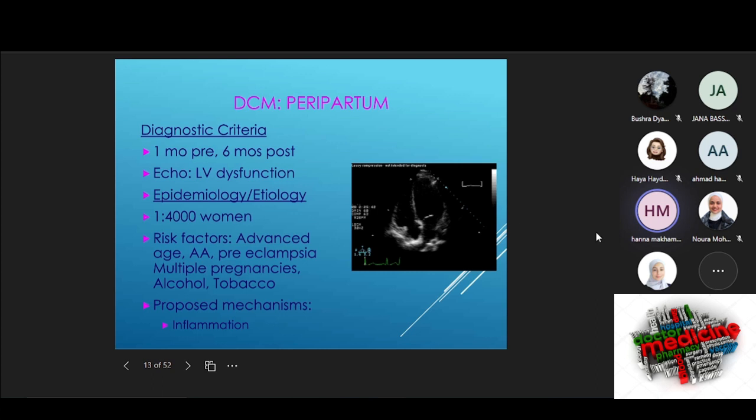Now, the dilated cardiomyopathy due to peripartum disease usually happens in a pregnant woman in the last trimester, especially the last month of pregnancy, and postpartum, the 6 months after delivery. There is LV dysfunction. It's 1 in 4,000 women. The females who are at risk are the ones who are multiparous, yani who has children at home, not primiparous. African American females, those with history of hypertension, preeclampsia, and alcohol users and tobacco users.